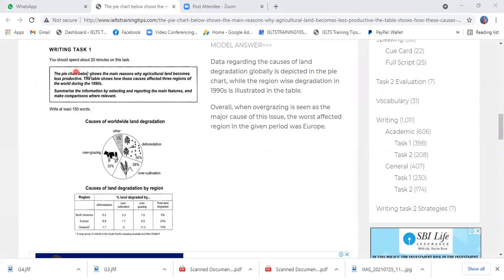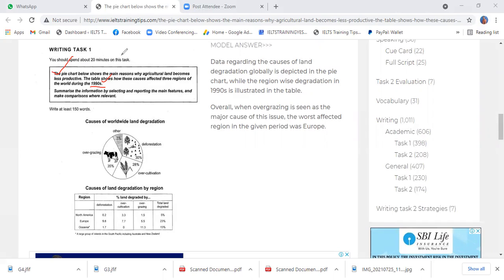The pie charts below show the main reasons why agricultural land becomes less productive. The table shows how these causes affected 3 regions of the world during the 1990s. So this is the thing that we are going to see.